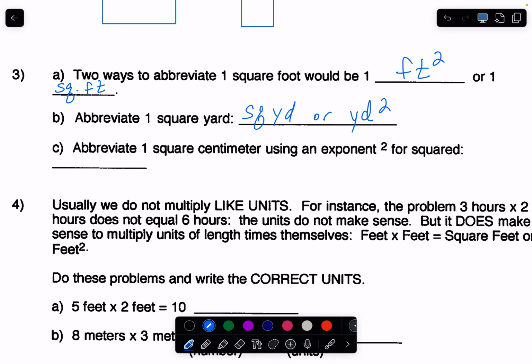Yep. And then it says for C, it says abbreviate 1 square centimeter using the exponent 2 for squared. And that just means you want SCM. Take the abbreviation and put a little power of 2 on it.